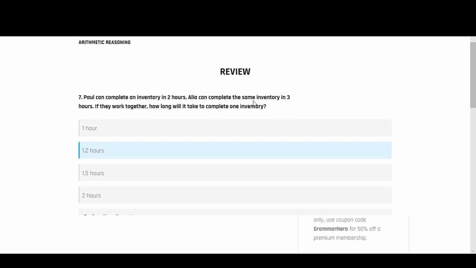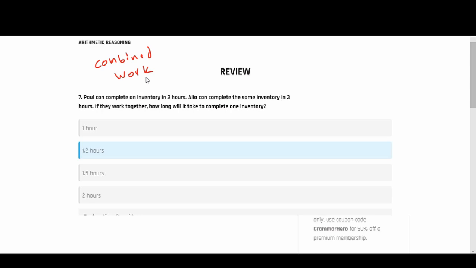Okay, number 7 says Paul can complete an inventory in 2 hours. Aaliyah can complete the same inventory in 3 hours. If they work together, how long will it take them to complete one inventory? So this is a combined work problem, and you set up combined work problems the same way every single time.